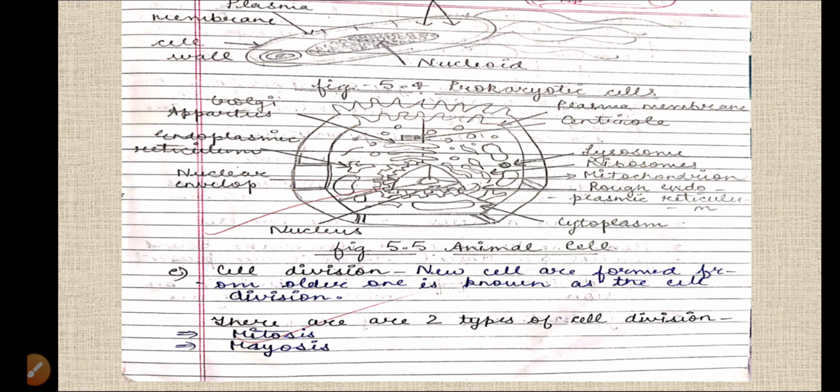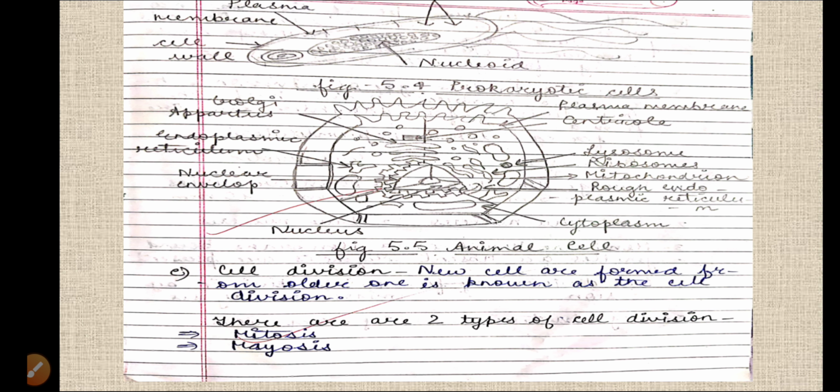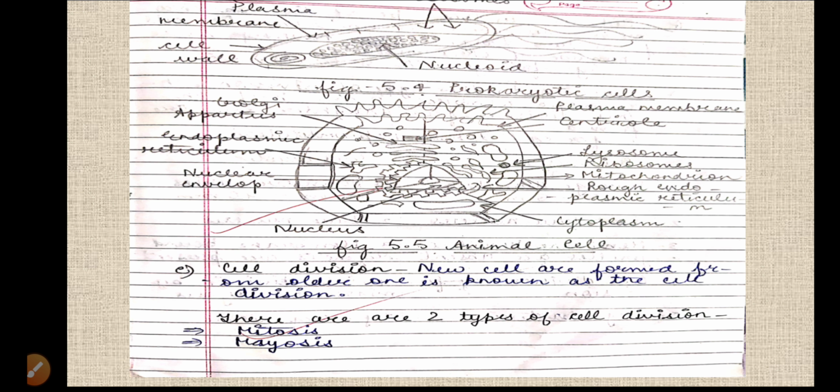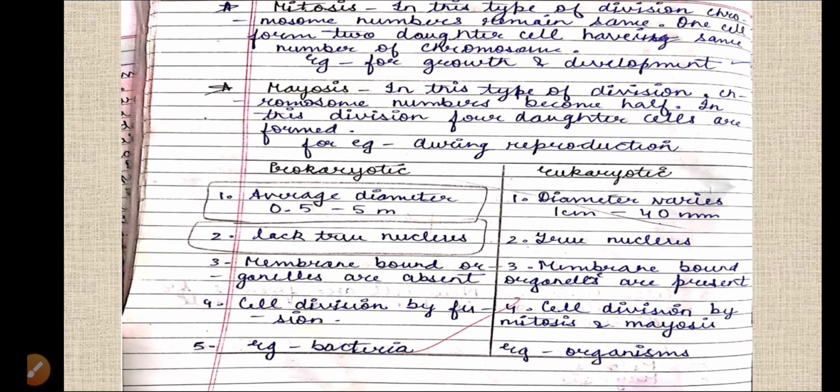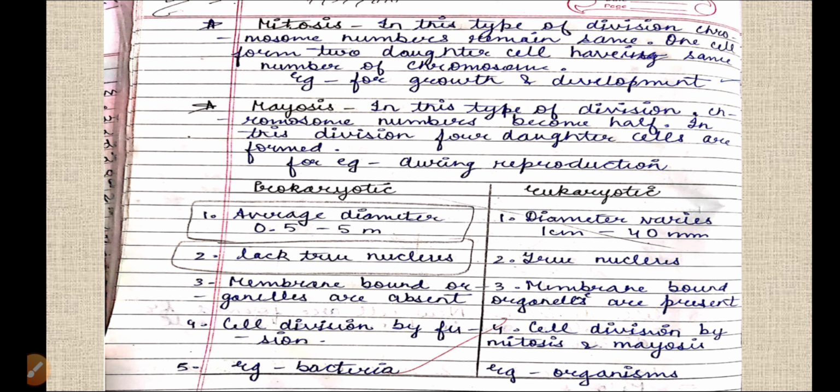Now let us study cell division. New cells are formed from older ones, which is known as cell division. There are two types of cell division: mitosis and meiosis. Mitosis: in this type of division, the chromosome number remains the same. One cell forms two daughter cells having the same number of chromosomes. For example, growth and development.